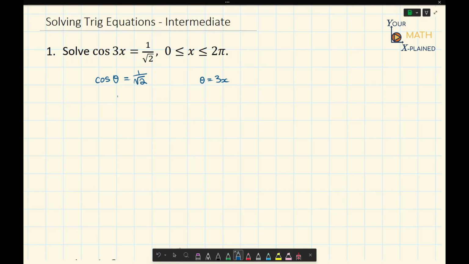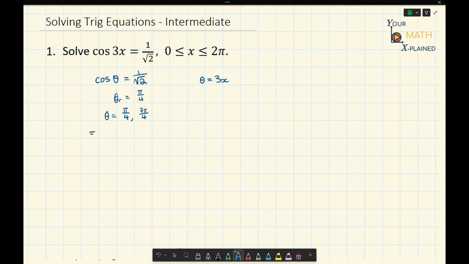Now this tells us that our reference angle, theta r, is going to be equal to pi over 4. And since cosine is positive, that means we're going to be in either quadrant 1 or quadrant 4. So that means we're going to get theta is equal to pi over 4, which would be in quadrant 1. And then in quadrant 4, we would get 7 pi over 4.